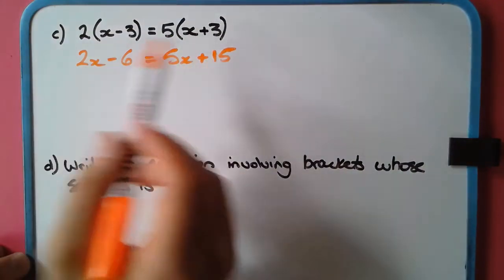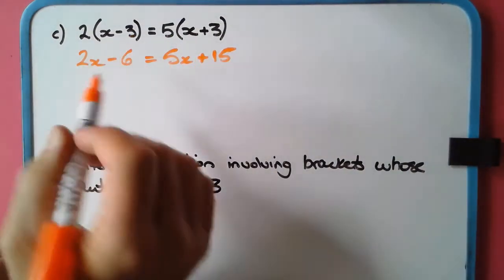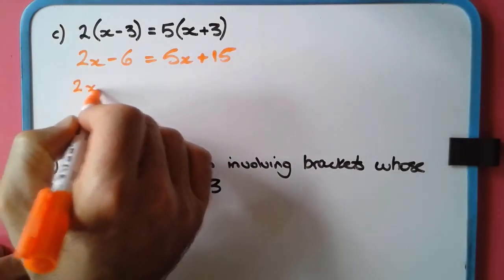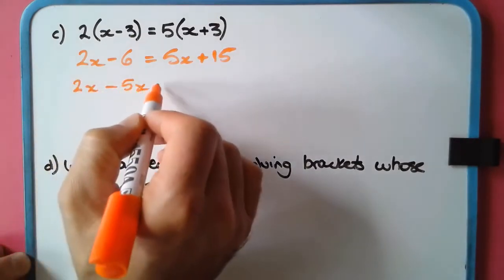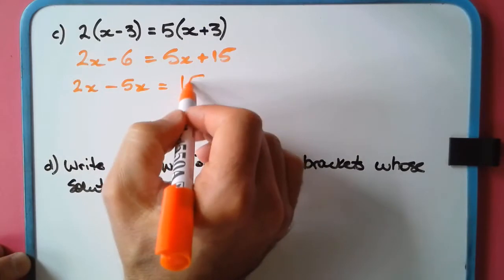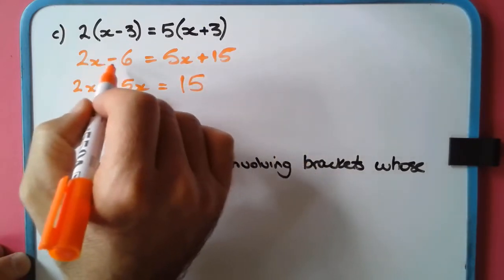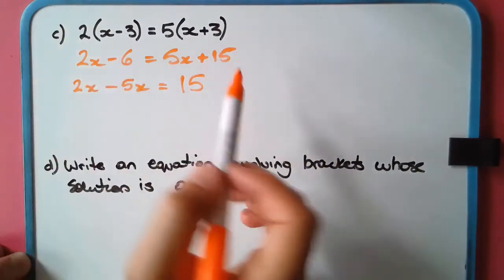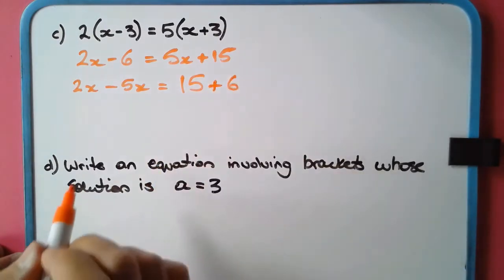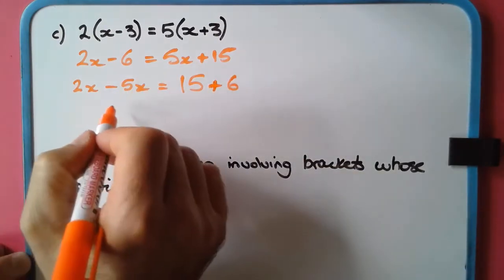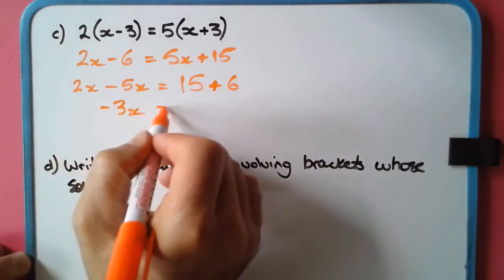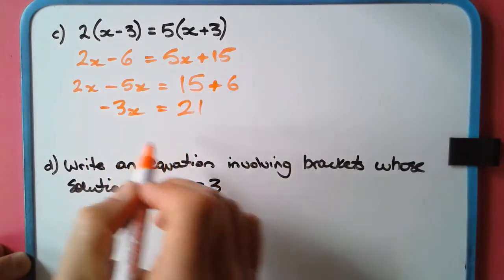Again, let's move the pronumerals to the left-hand side. So we have 2x minus 5x is equal to, now the 15 is okay where it is, but the negative 6 is on the wrong side here, so that needs to be on the right-hand side. So we're going to add 6 to that side. 2x minus 5x is negative 3x. 15 plus 6 is 21.